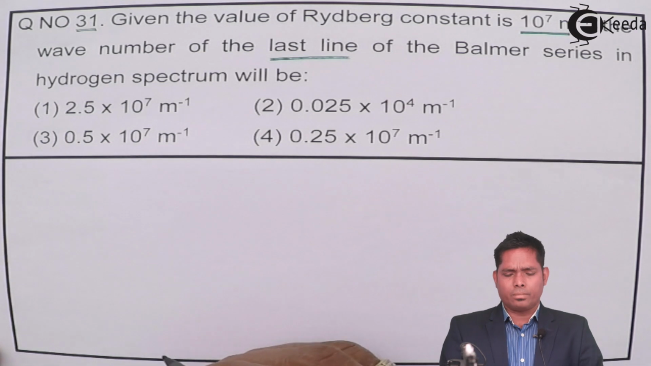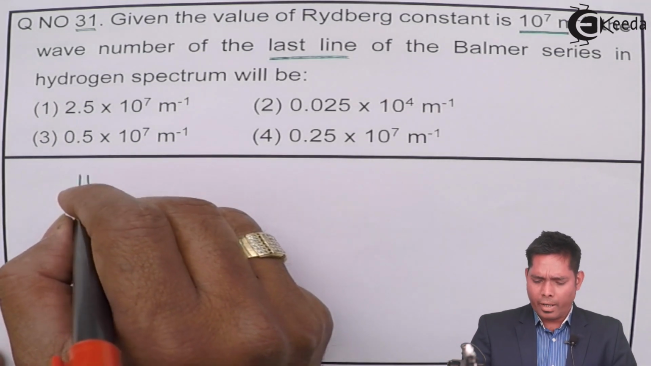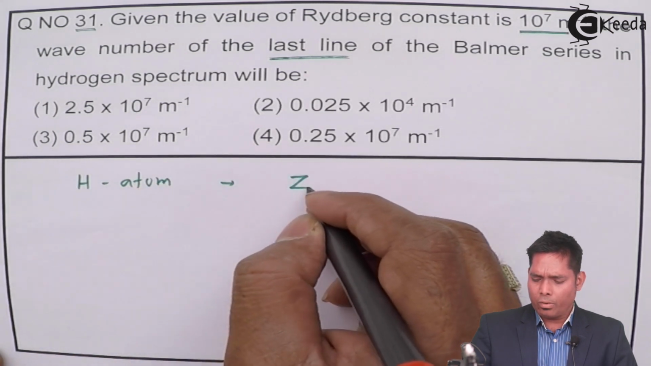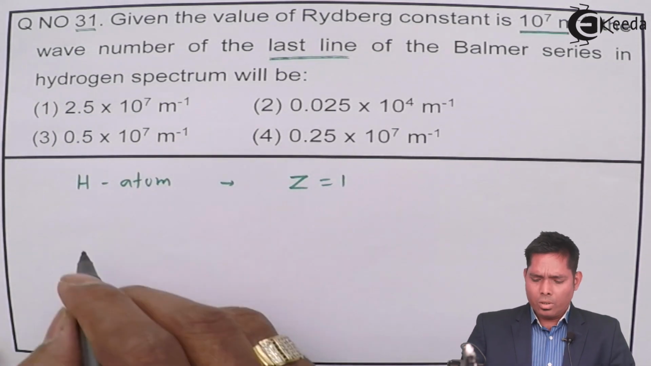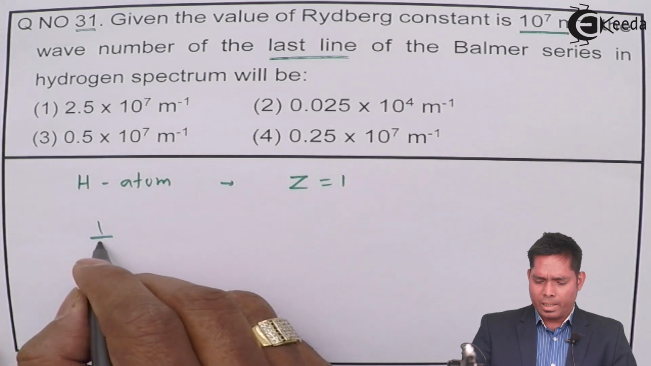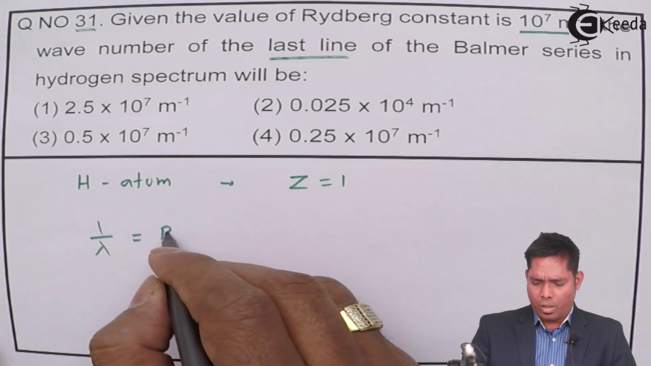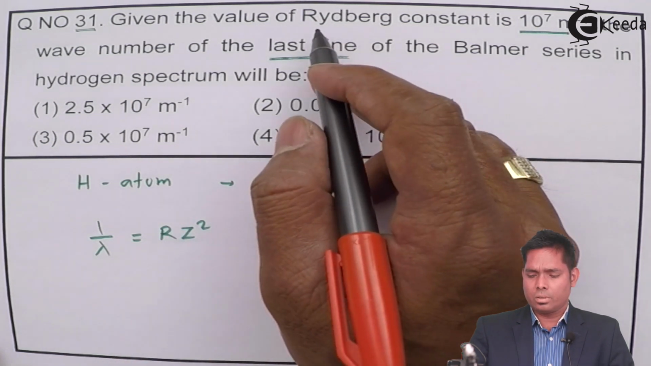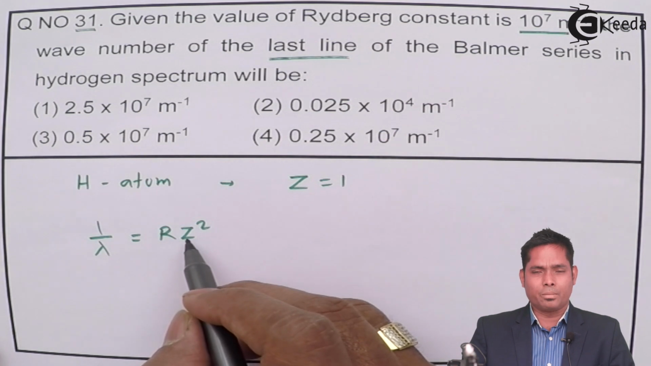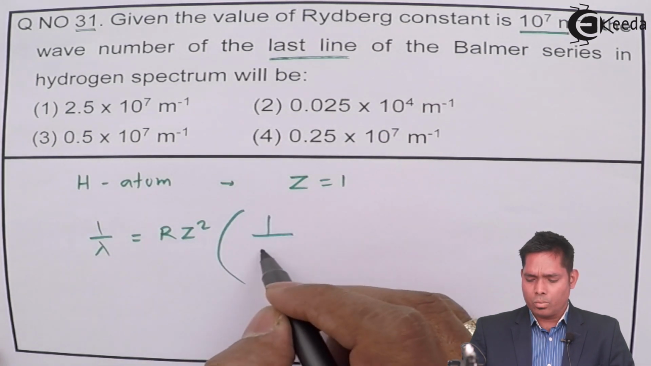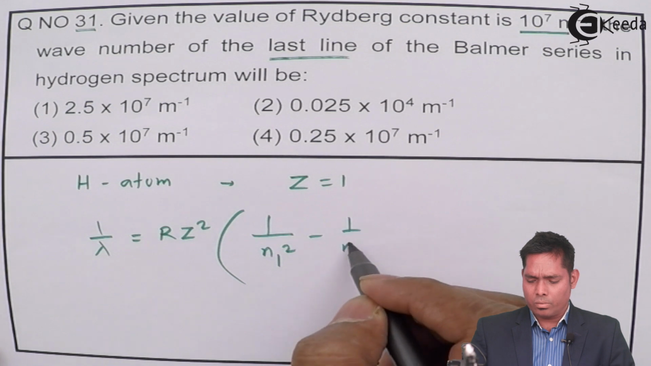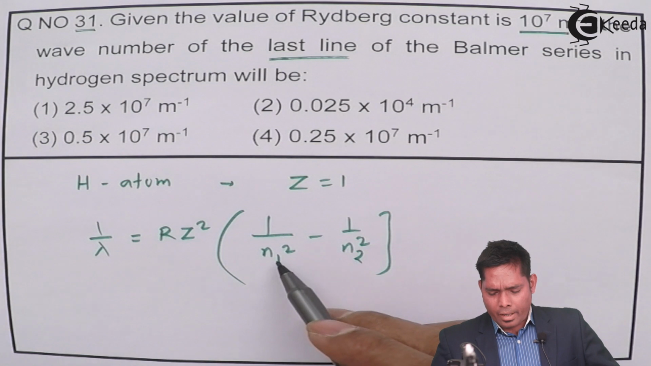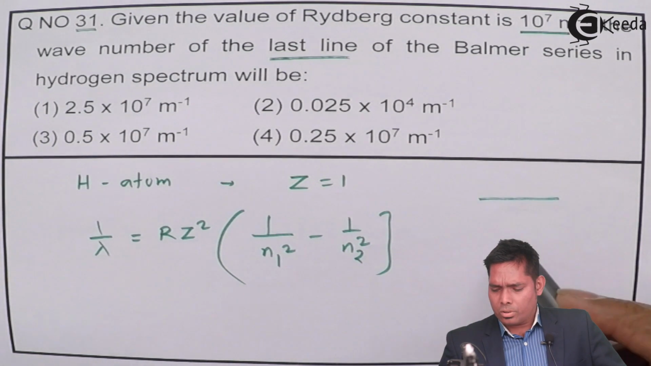In hydrogen spectrum, for H atom, the value of Z is 1. The formula for the series is obtained like this: 1 over lambda equals R Z square, where R is the Rydberg constant and Z is the atomic number, into 1 over N1 square minus 1 over N2 square, where N1 and N2 are the orbits.